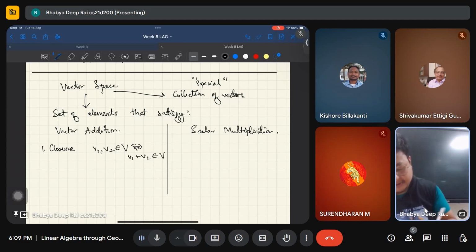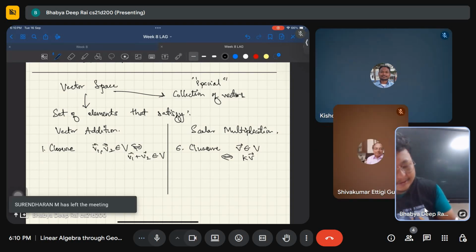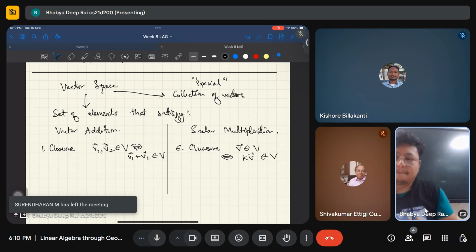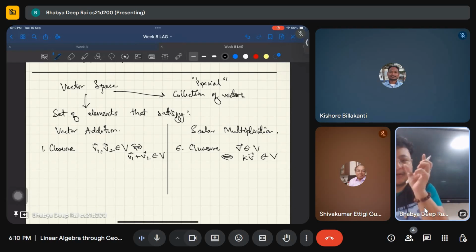It should also be closed under scalar multiplication, which is actually point number 6. So again it's closure with respect to scalar multiplication, which means if you have a vector v which belongs to a vector space V, and you multiply by a scalar k, then that belongs to the vector space. In other words, if you expand or shrink that vector, it should belong to the same vector space. These are two of the more important properties.